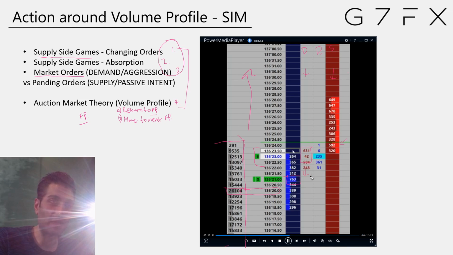Guys, if this thing doesn't move down and test this area very quickly so they can get their 1 or 2 ticks, you will see this pop. Because some of them will bail, won't they? And what do you have to do if you're short to get out? Buy. So that may cause them to buy.